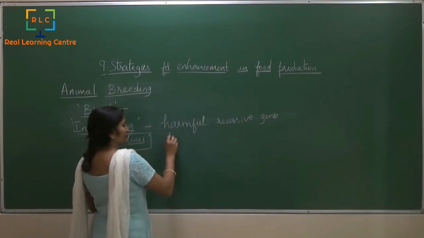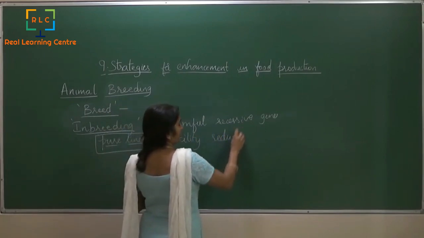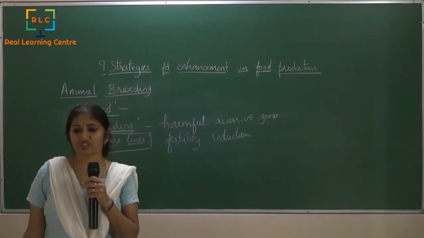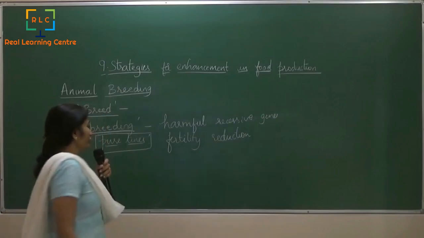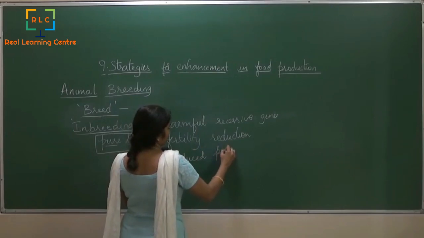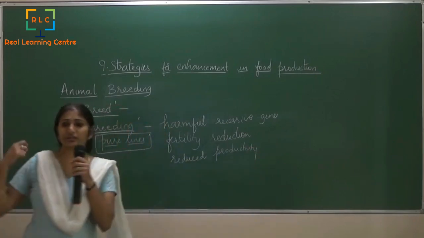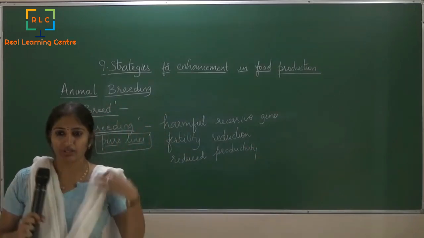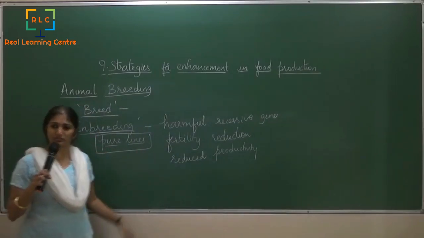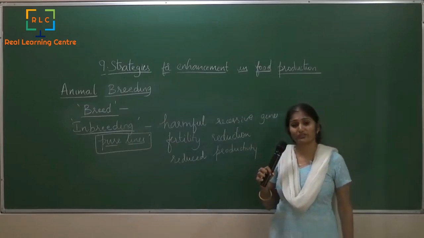that there is a reduction in the fertility. Okay, there is reduction in their fertility, and over a period of time you also see there is reduced productivity. Okay, so after around 6 to 10 generations, you do see that there is some kind of fertility reduction, there is some kind of productivity reduction.